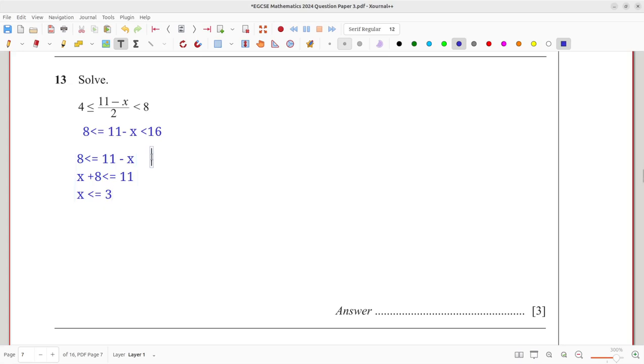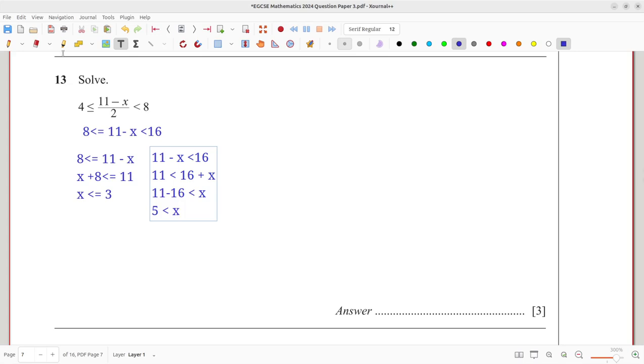Let's check the other one. It's going to be 11 minus x less than 16. Then let's take the x to the other side. Then you are going to have 11 less than 16 plus x. Take the 16 to the other side. Then you are going to have 11 minus 16 is less than x. Then from there, 11 minus 16 gives you negative 5 less than x.